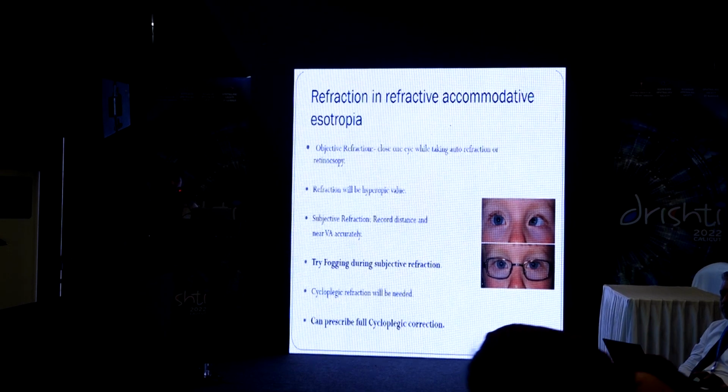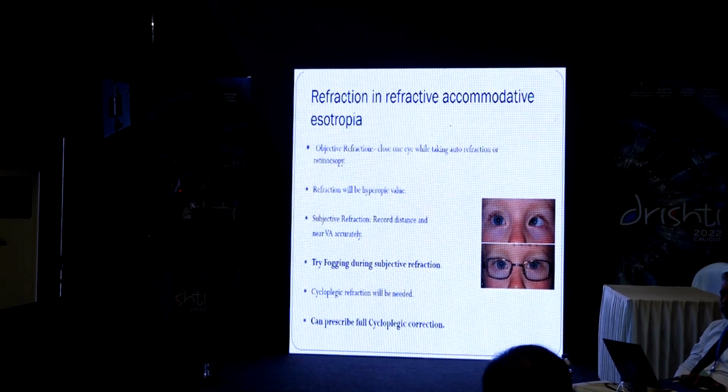So here in some cases the child will complain of diplopia at a distance if the esotropia is more at the distance. Here it is actually occurring due to over accommodation of the patient. So the near esotropia will be higher when compared to the distance esotropia. So here the AC/A ratio should be higher.